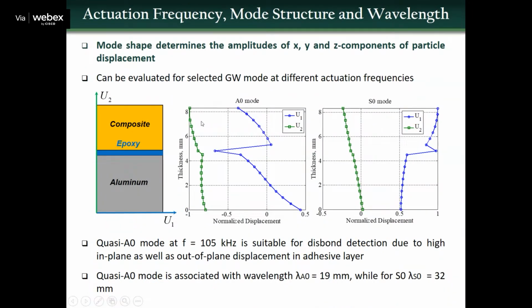So you find that the quasi A0 mode at 105 kilohertz is suitable for disbond detection due to the high in-plane as well as out-of-plane displacement in the adhesive layer. And you can also, from this figure, tell what happened at S0 mode.